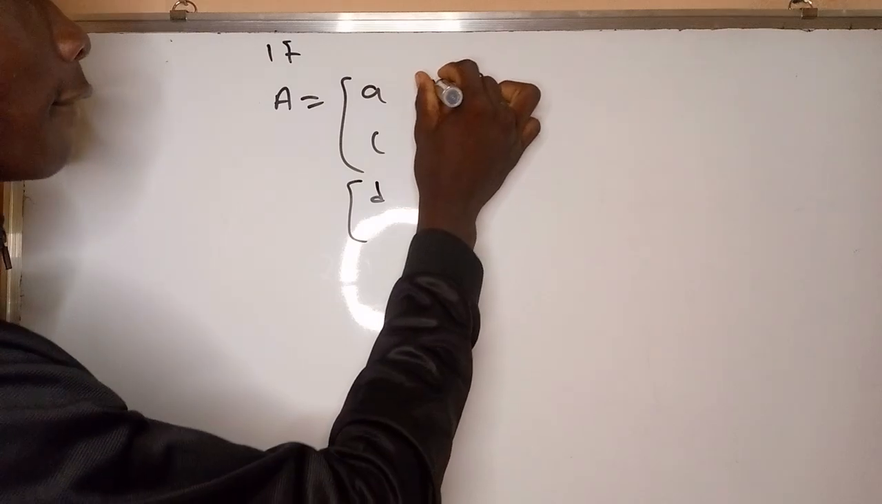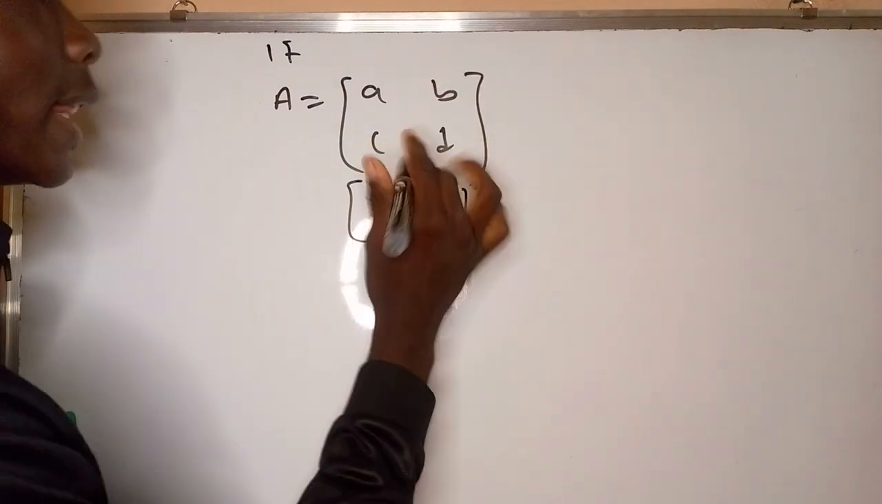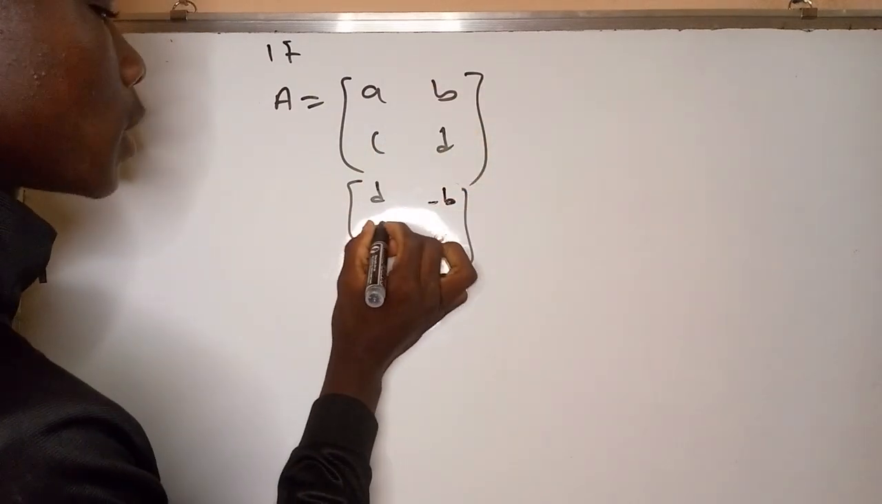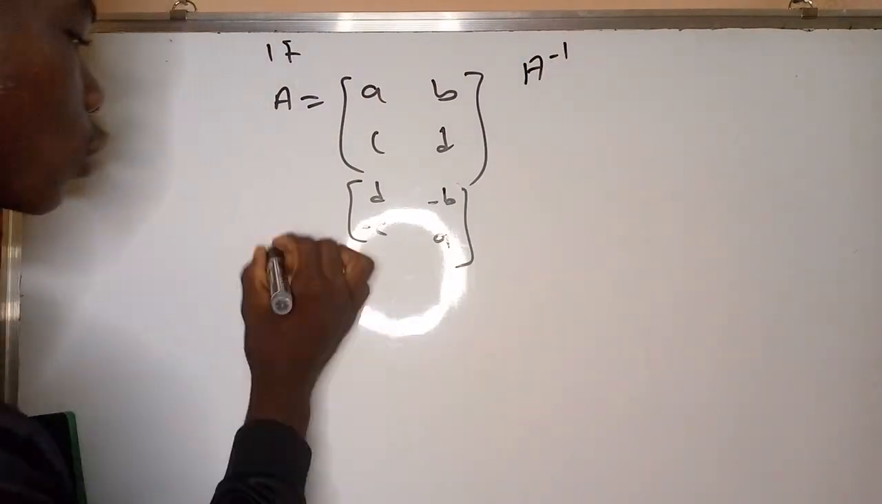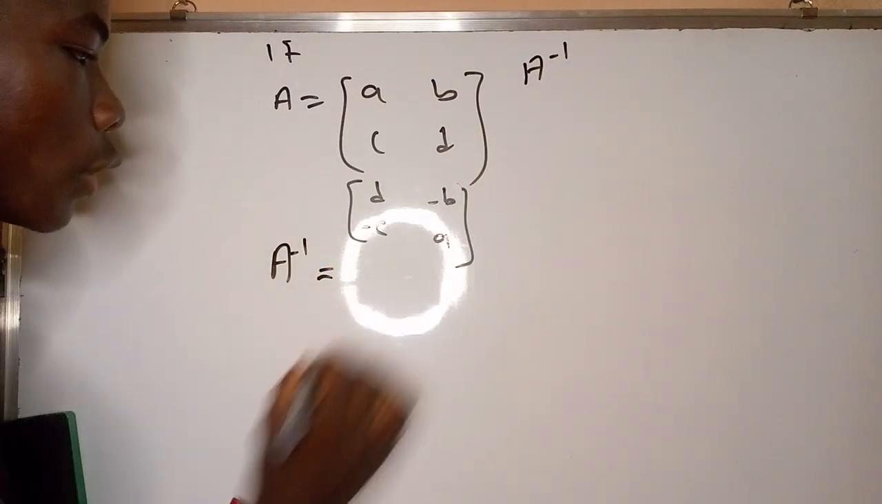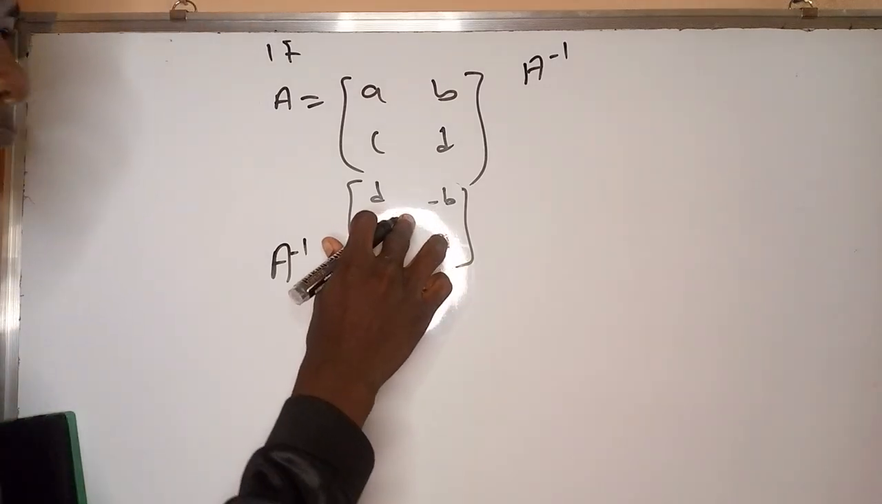And therefore the b and c, you have to introduce a negative sign: minus b and minus c. So therefore, we are looking for A inverse. So therefore, our new A inverse will be equal to 1 over the determinant of this matrix.